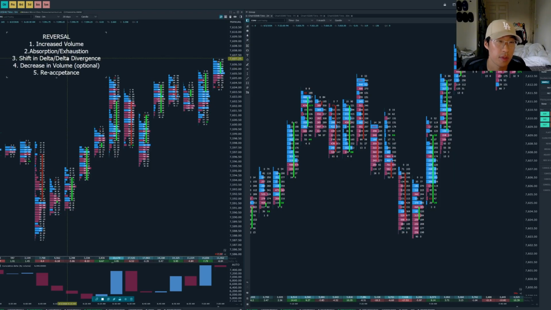Our reversal confirmation checklist: we need increased volume, absorption or exhaustion, and a shift in delta or delta divergence. A decrease in volume is optional after the increase in volume, and then re-acceptance of price. So here we get increased volume, right? 7,000 lots. We go from 3,000 to 7,000. And then we get the re-acceptance, right? We also get sellers absorbed here.